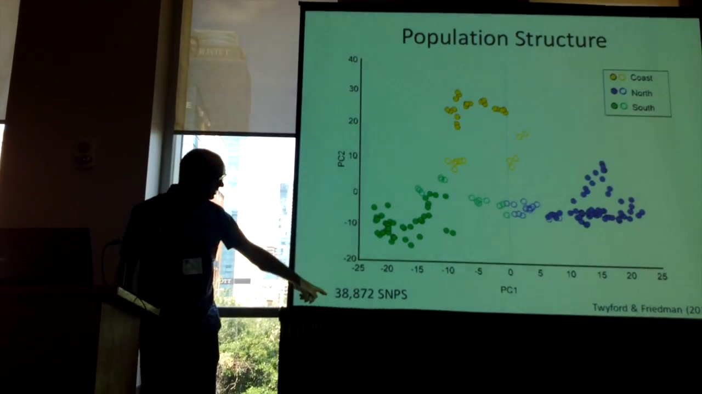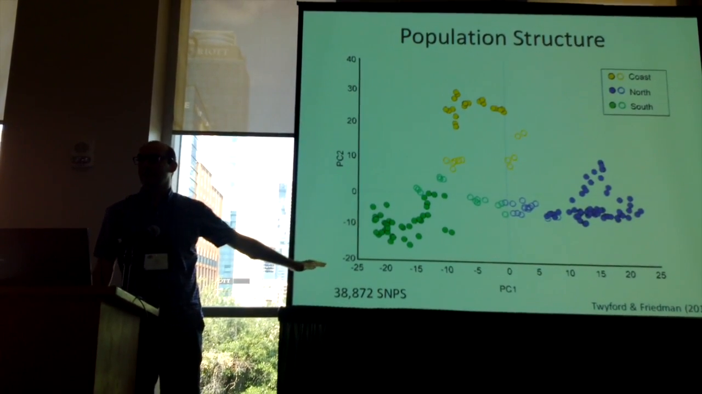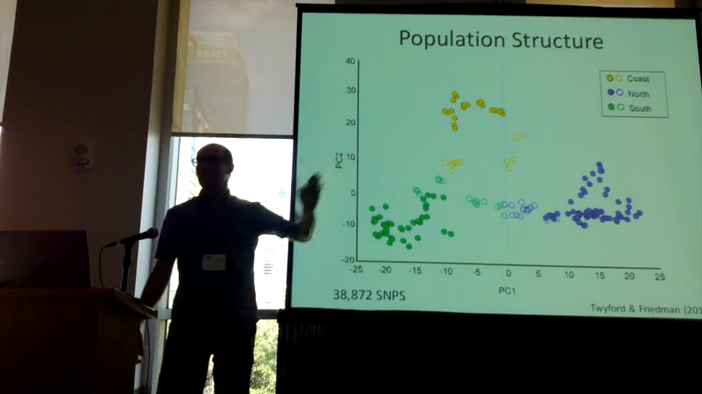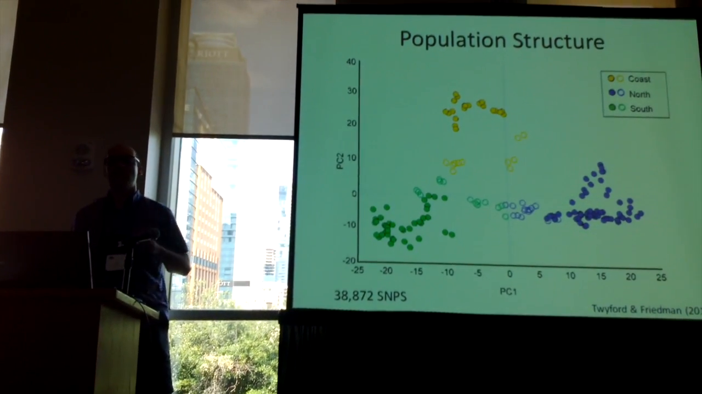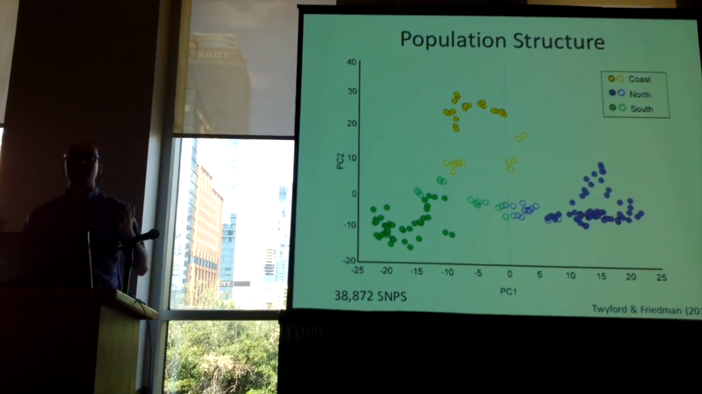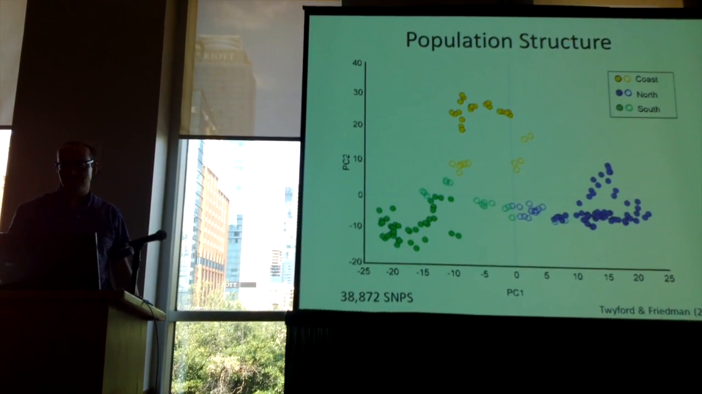So people have come along since then and taken 38,000 SNPs. They found pretty much the same pattern as this 10 microsatellite loci. So we've confirmed that the coastal ecotype is different from these inland annual forms.